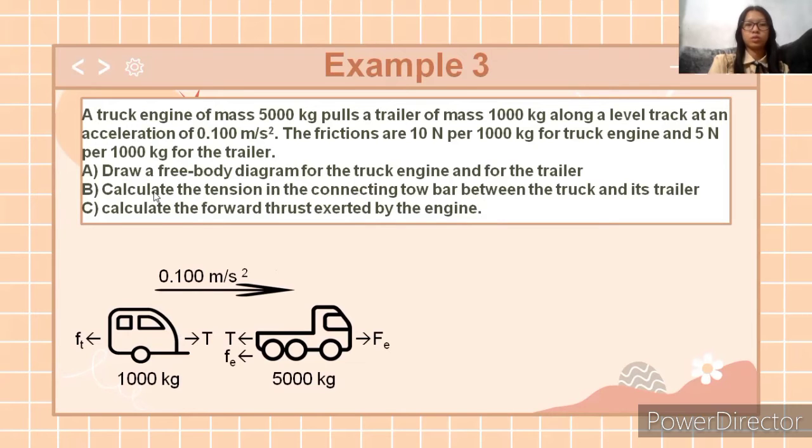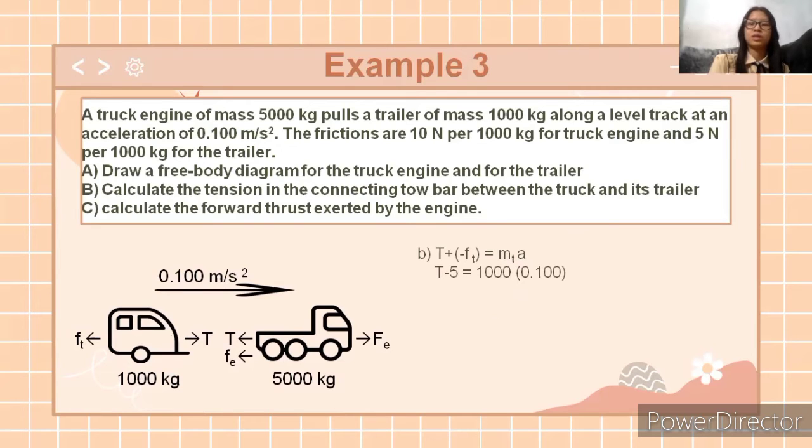Now we are going to calculate the tension in the connecting tow bar between the truck and its trailer. So we are going to find P. P plus negative Ft is equal to Mp times A. M is 1,000 kg and A is 0.100 meter per second squared, but we don't know what Ft is. Ft is 5 Newton per 1,000 kg for the trailer. The mass of the trailer is 1,000 kg, so the friction of the trailer is 5 Newton.